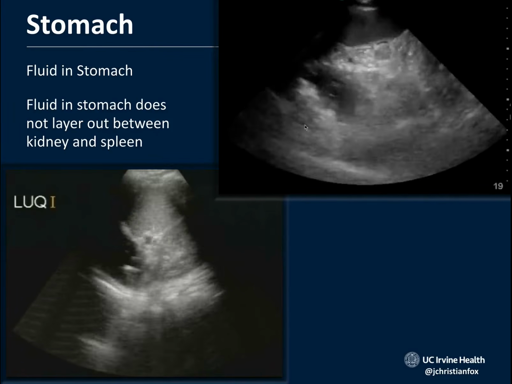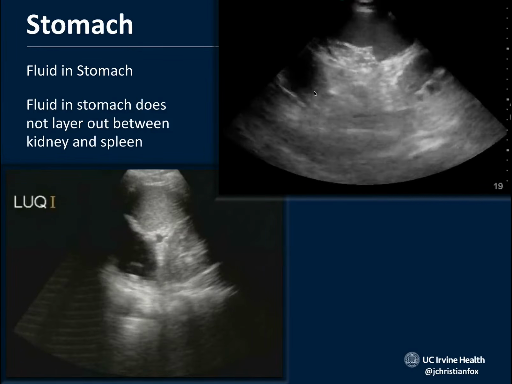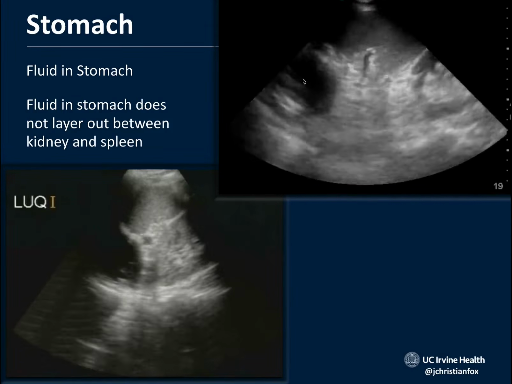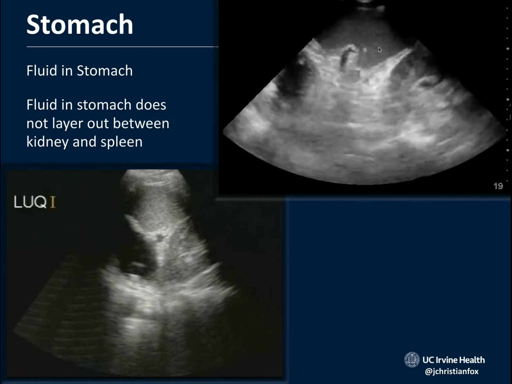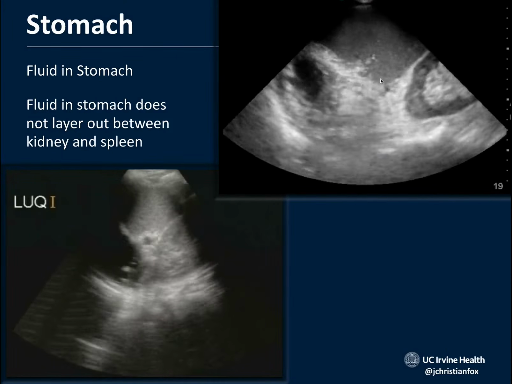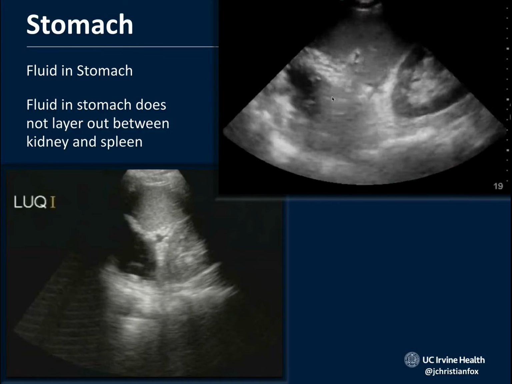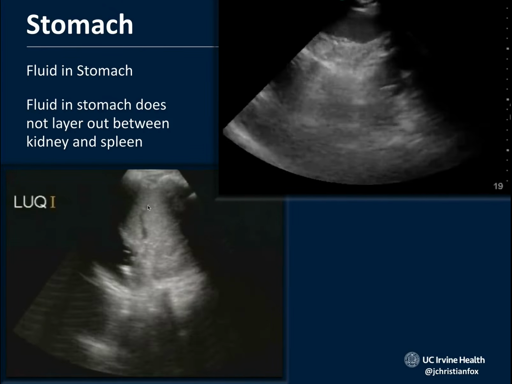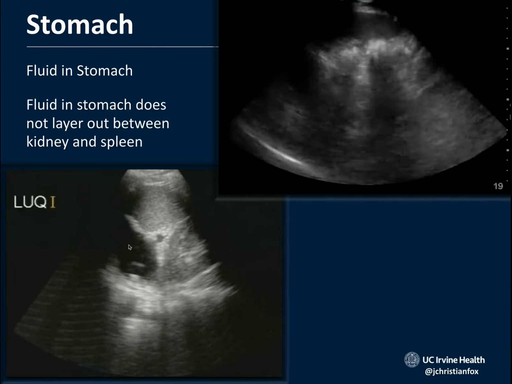A couple more examples of the stomach here. You can see when there's fluid in there, you can make it out. This is some fluid here in the stomach. This is all the spleen up here. Here's the kidney over here. And there's some air and stuff getting in the way and making the picture difficult to see. Again, spleen, kidney, stomach right here.